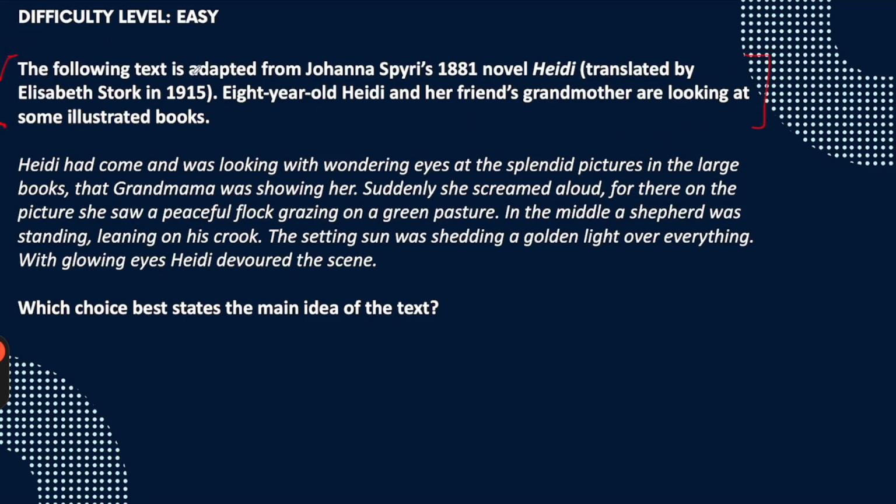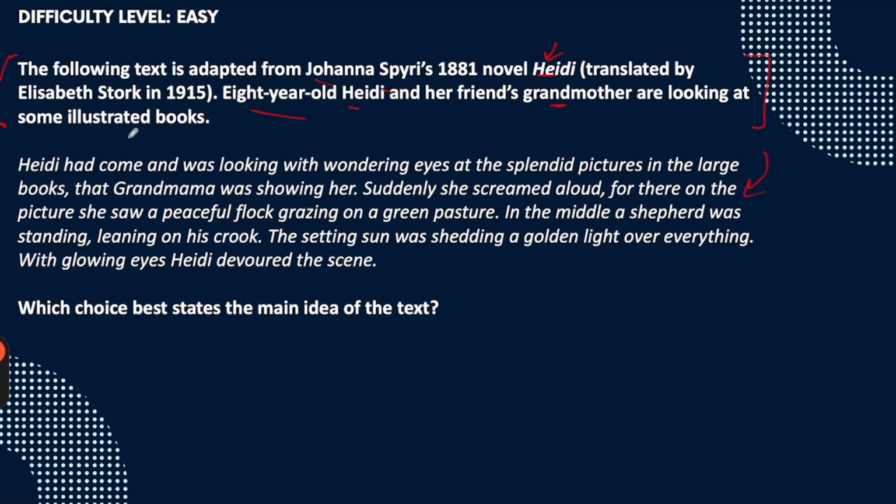We will never ignore a blurb. Let's read this. The following text is adapted from J.S.'s 1881 novel H. So this particular text is from a novel, that is H. 8-year-old H and her friend's grandmother are looking at some illustrated books. So who am I supposed to expect in this text? We should expect the text to talk about an 8-year-old H and her friend's grandmother. So grandmother and this kid.